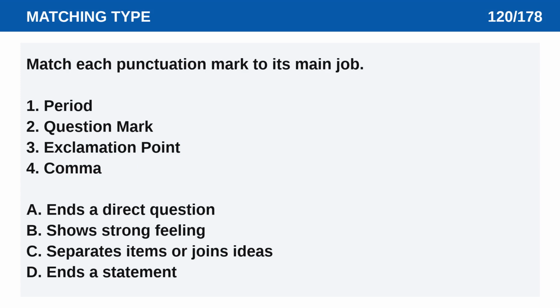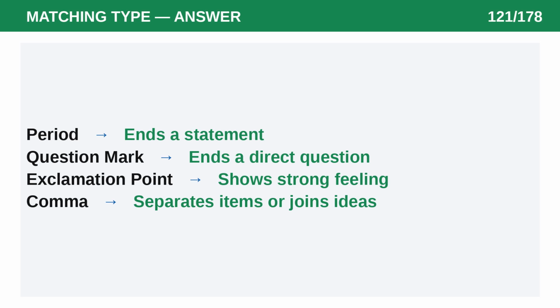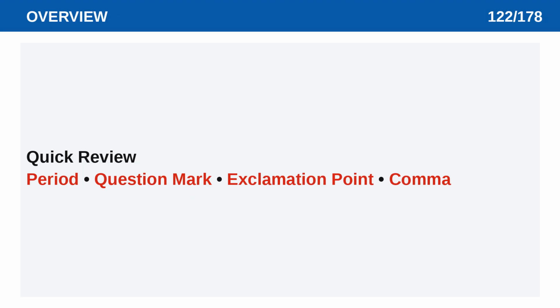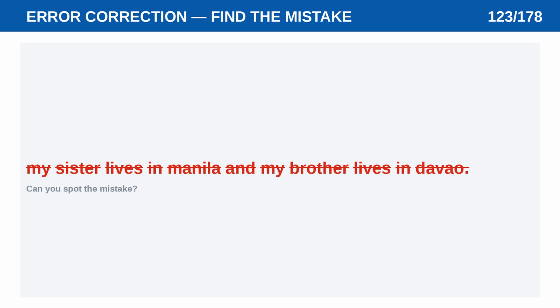Match each punctuation mark to its main job. Here are the matches. Period goes with ends a statement. Question mark goes with ends a direct question. Exclamation point goes with shows strong feeling. Comma goes with separates items or joins ideas. Let's review the 4 punctuation marks we covered, and when to use each one, before we move on. My sister lives in Manila and my brother lives in Davao.